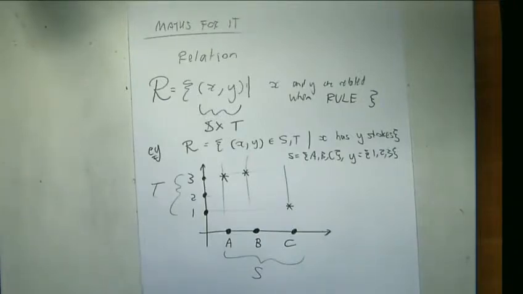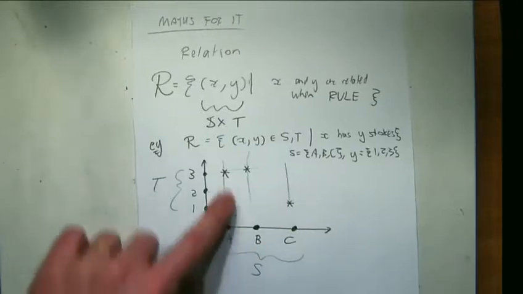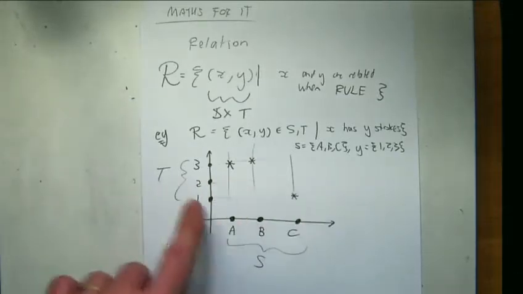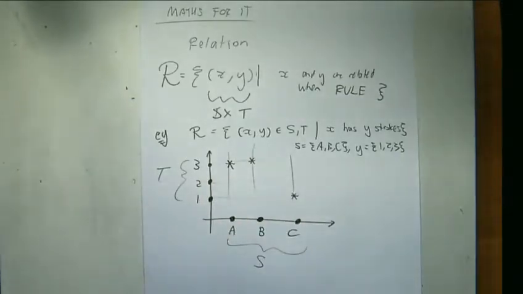But you can't say it that way in maths for IT. A function is a relation such that everything in S has exactly one thing in T that it's related to. Okay, A is only related to this thing in T, B is only related to this thing, C is only related to this thing. And they're all related to something. Everything is related to something in T, and only one thing, okay?